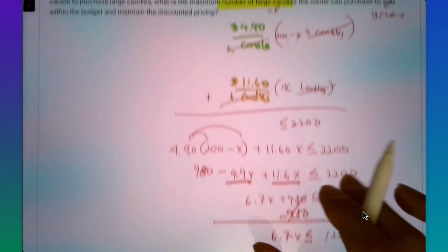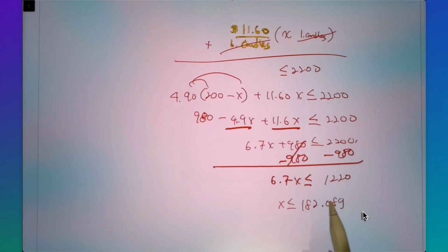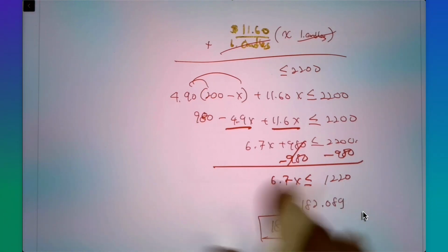Okay, so here's the thing. If you go back to your question, it said maximum number of large candles. The moment you buy 183, you're going over your budget. We want to keep under, and the maximum that stays within our budget is 182, and that should be the answer. Okay, 182 large candles.